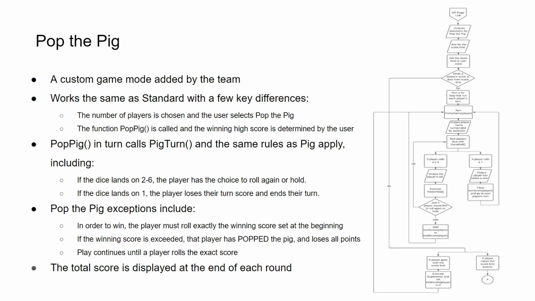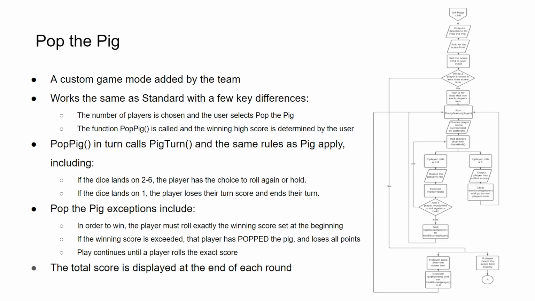The final version of Pig that we worked on, Pop the Pig, was a special custom game mode added and created by the team. It works the same as standard with a few key differences, and even runs the same functions. However, the winning high score can be determined by the user. For example, instead of 100, the winning score could be 20.